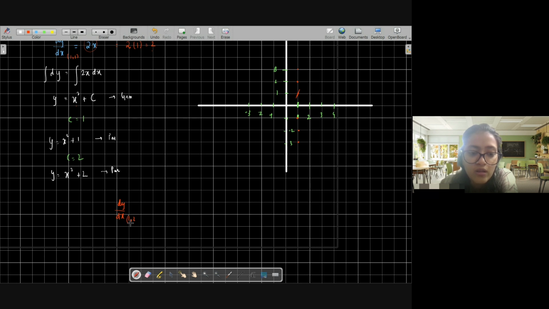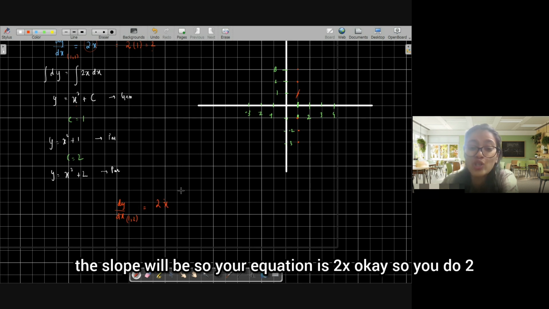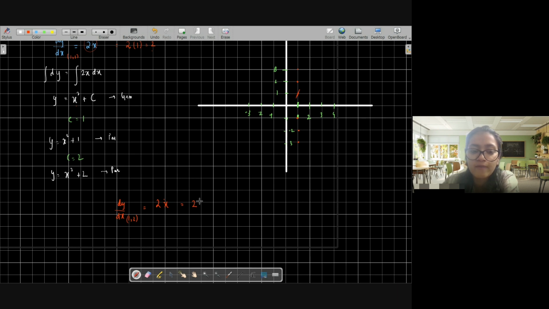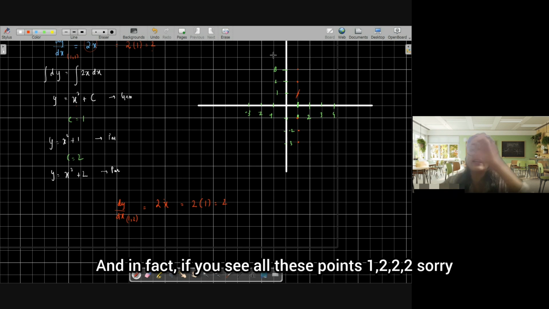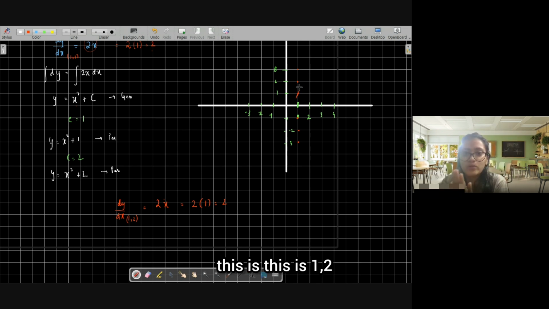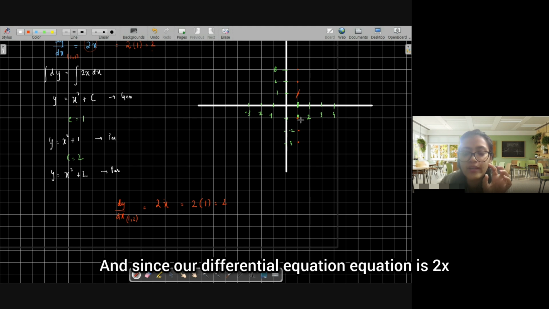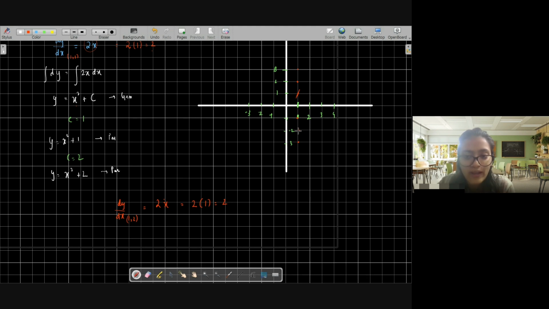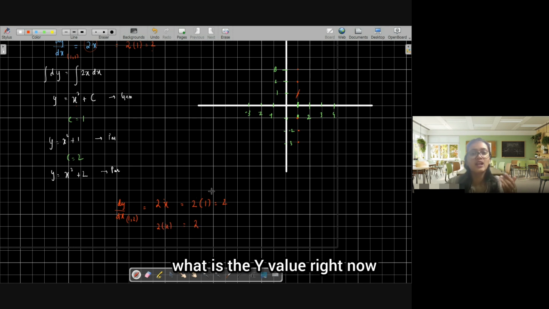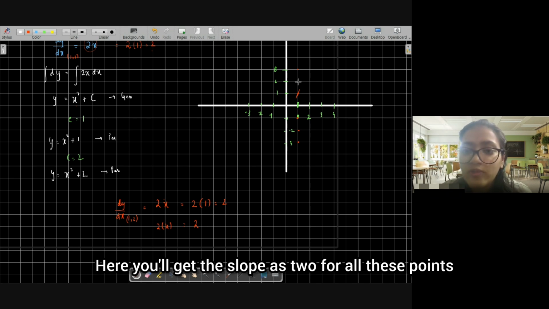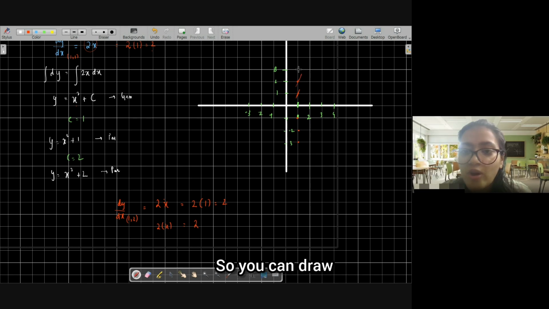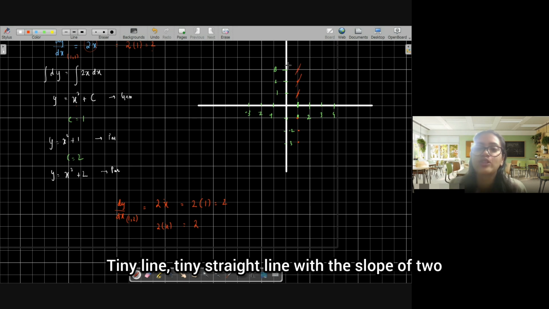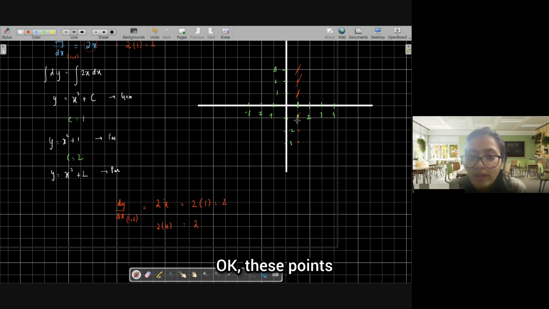At 1 comma 2, your equation is 2x, so the slope will be 2. And in fact, if you see all these points, 1 comma 2, this is 1 comma 3, this is 1 comma negative 1, 1 comma negative 2, 1 comma negative 3. Since our differential equation is 2x, it doesn't matter what the y value is. Here you'll get the slope as 2 for all these points. So you can draw a tiny straight line with a slope of 2 on these points.